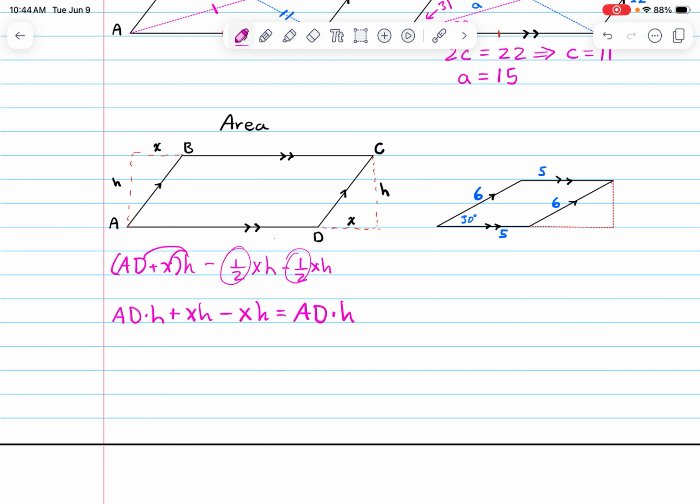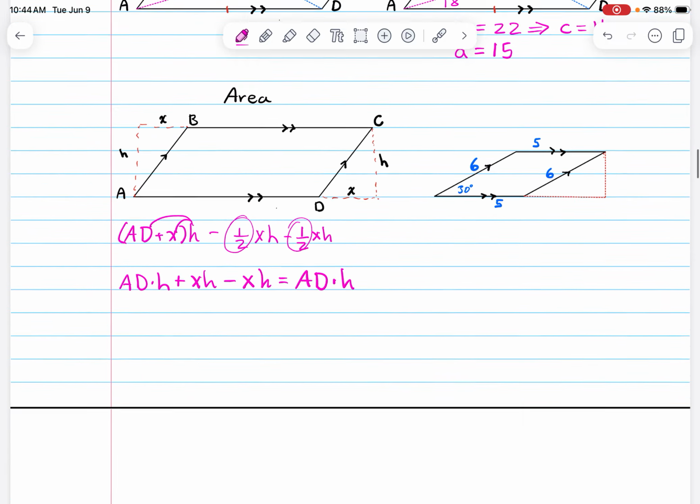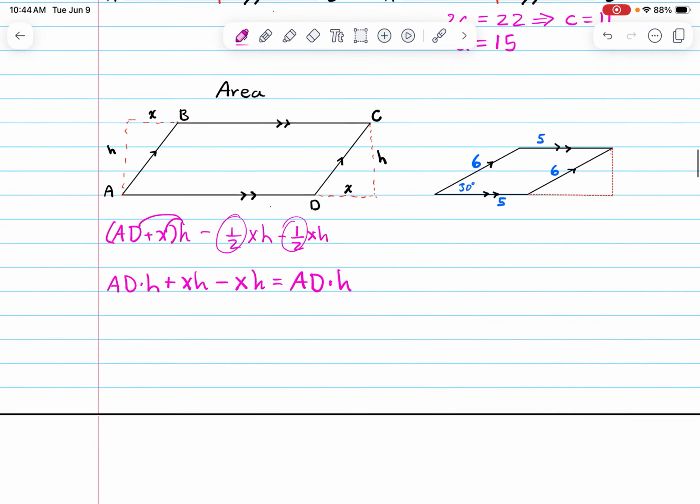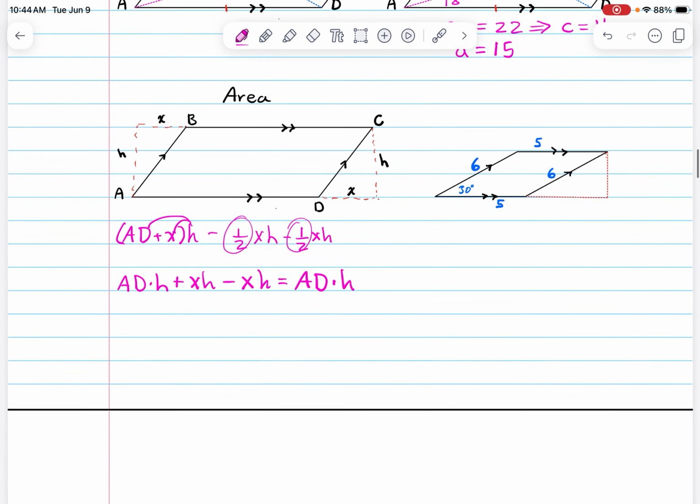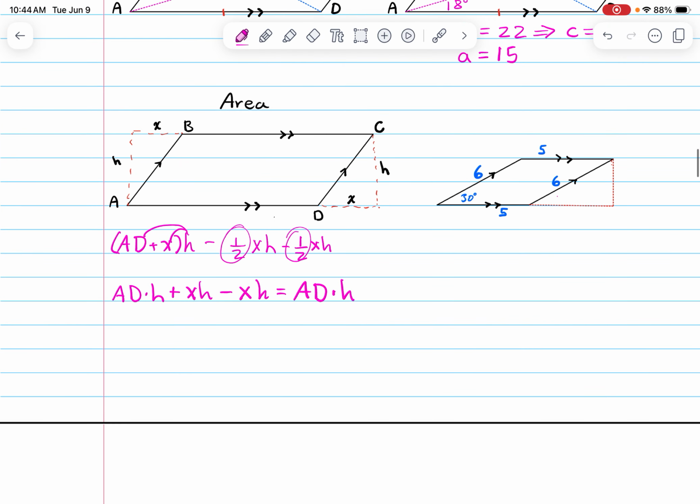Now let's calculate the area over here for this parallelogram that I've drawn. Now notice that I've labeled this 30 degrees. If that's 30 degrees, then this over here is also 30 degrees.